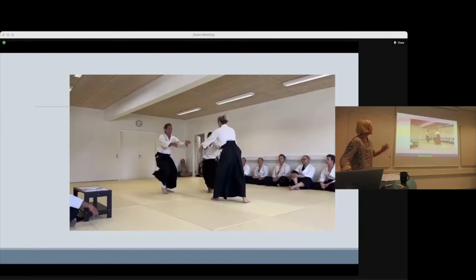Okay, and then this doesn't work, but this is me at my first 10 grading. It can also be two attackers, and it was a very short one, so I just throw them, these two guys coming running at me. I'm sorry, you can't see it, so you have to believe me.